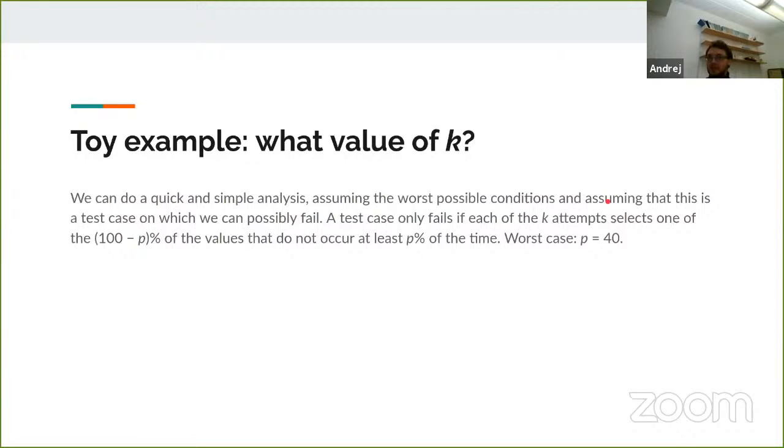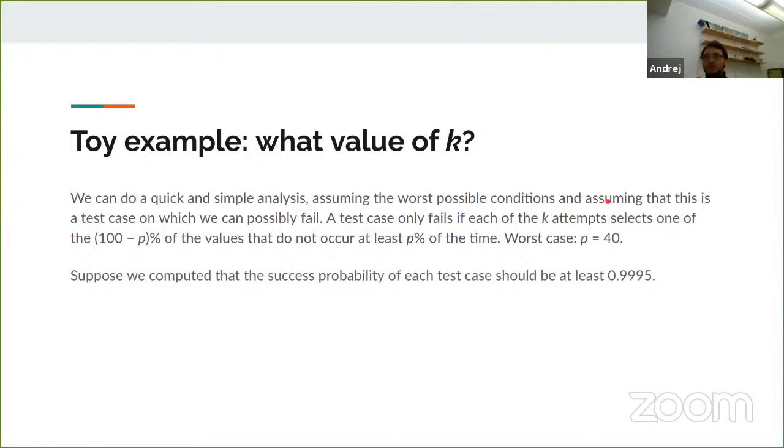So we'll do a quick and simple analysis, and we'll assume the worst possible conditions, assuming that this is a test case on which this value exists, so it's possible to fail. So a test case only fails if each of the k independent attempts selects one of the 100 minus p% of the values that do not occur at least p% of the time. So in the worst case, this is when p is 40. With this proportion 40, you're most likely to get unlucky in any individual run.